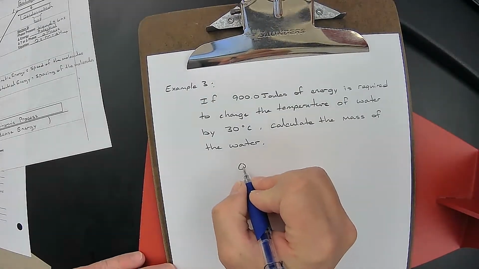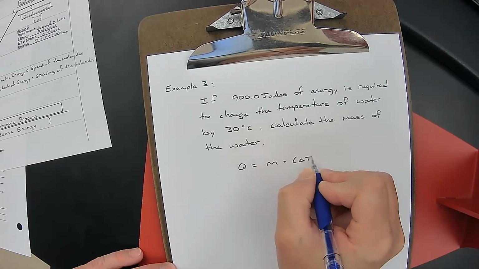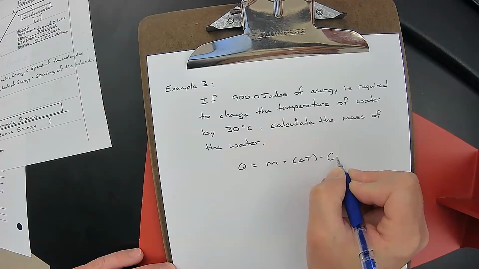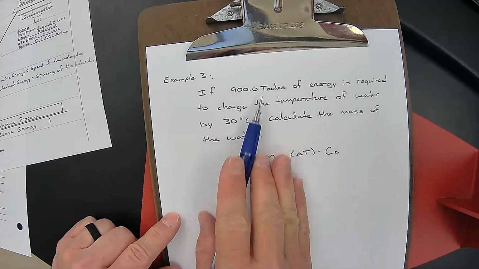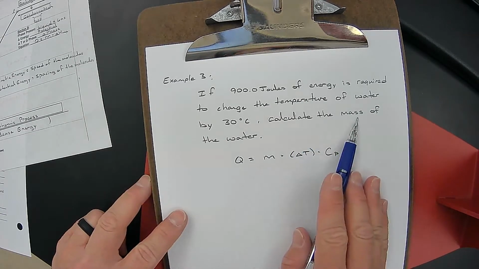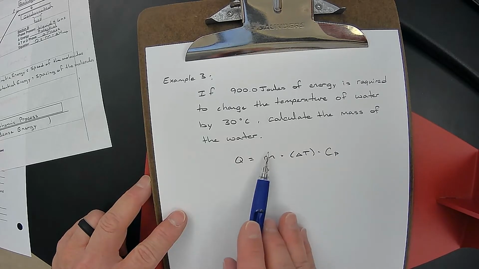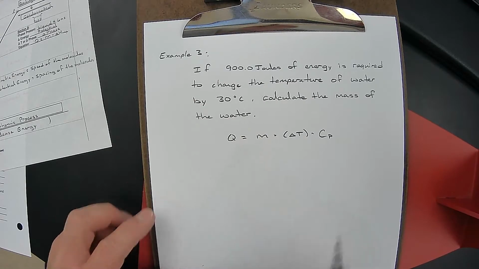So we write this Q equals M times delta T times Cp. But here's what I want you to notice. This time they have given us the amount of energy, 900 joules. And they're asking us to calculate the mass. So we need to take this algebraic equation and solve for mass.